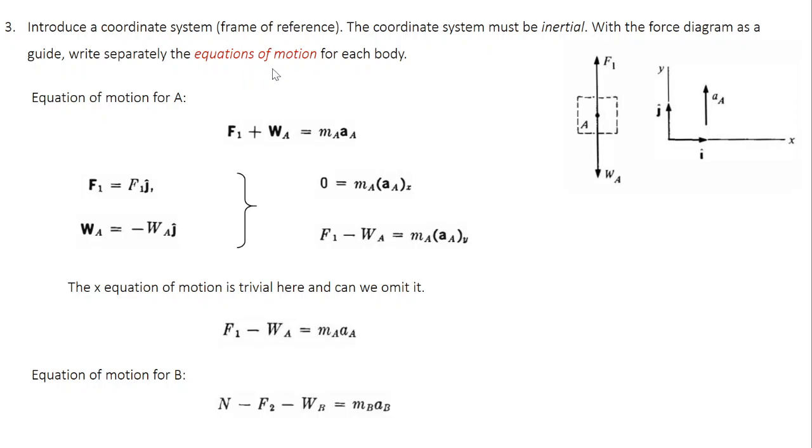So for each point mass, using the force diagram, you can write the equations of motion. So for example, if you want to write down the equation of motion for point mass A, we know that F1 and WA are the forces acting on it. So left hand side, total force is F1 plus WA, which is equal to mass MA into acceleration AA.